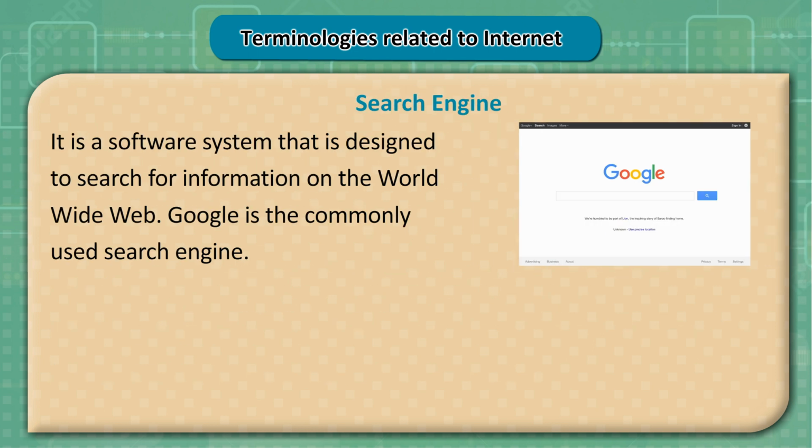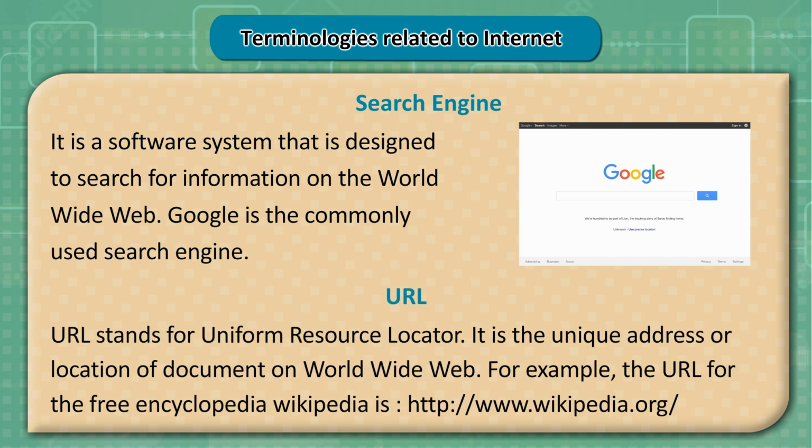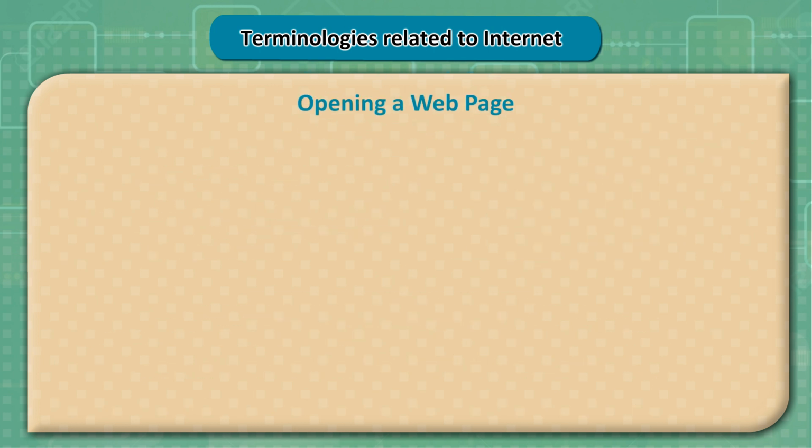Search engine. It is a software system that is designed to search for information on the World Wide Web. Google is the commonly used search engine. URL. URL stands for Uniform Resource Locator. It is the unique address or location of a document on the World Wide Web. For example, the URL for the free encyclopedia Wikipedia is http://www.wikipedia.org/.